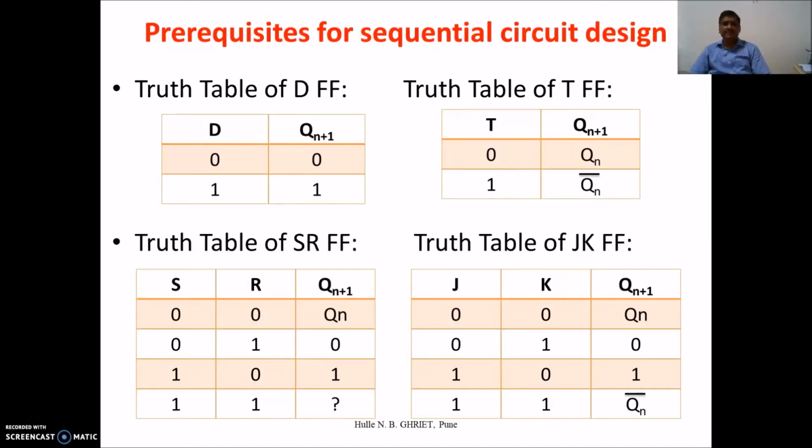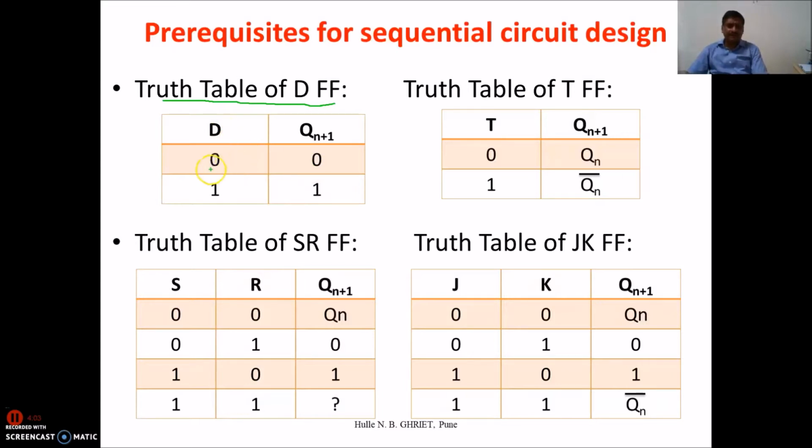To have some prerequisites for sequential circuit design, we should know the truth tables for all the flip-flops, that is D flip-flop, T flip-flop, SR and JK flip-flop, as well as we should know the excitation tables of these flip-flops. First we will try to understand the prerequisites of sequential circuit design. Here, the truth table for the D flip-flop, I will not spend more time on this because we have already studied this at the basic level of engineering.